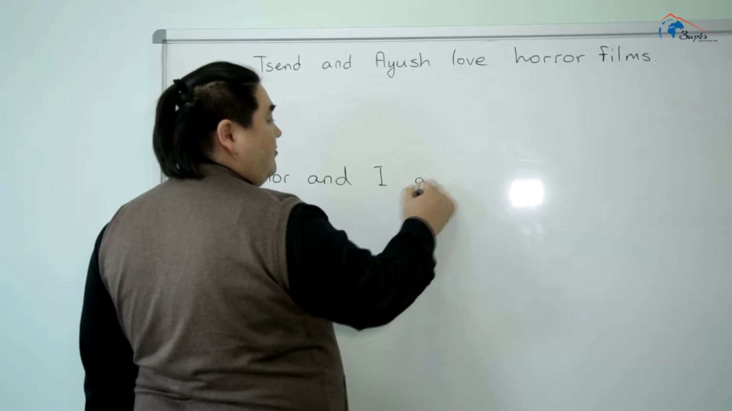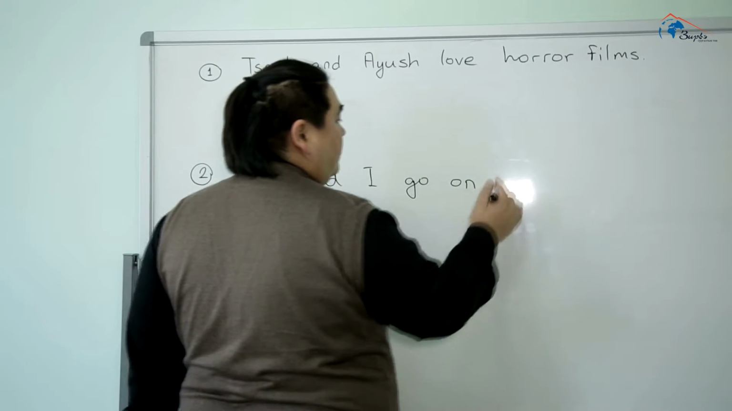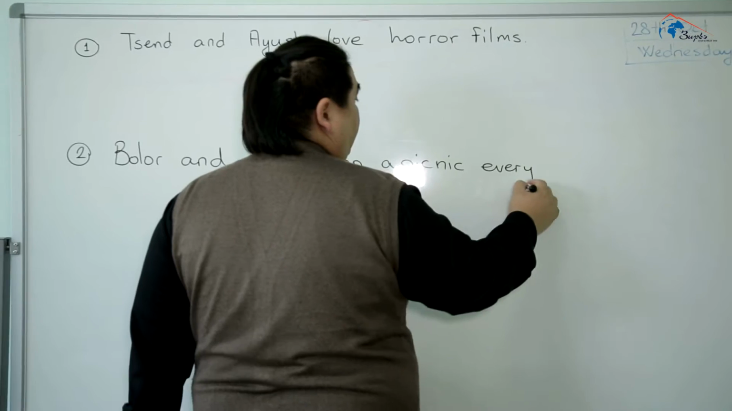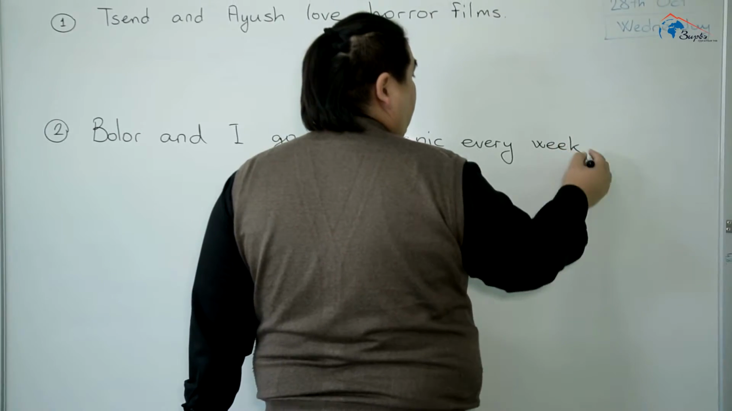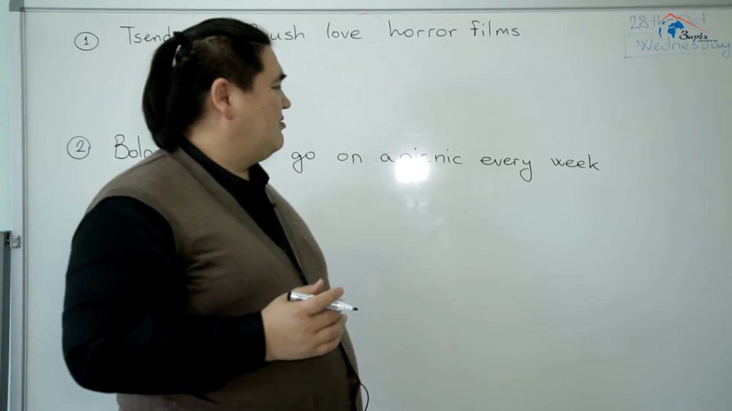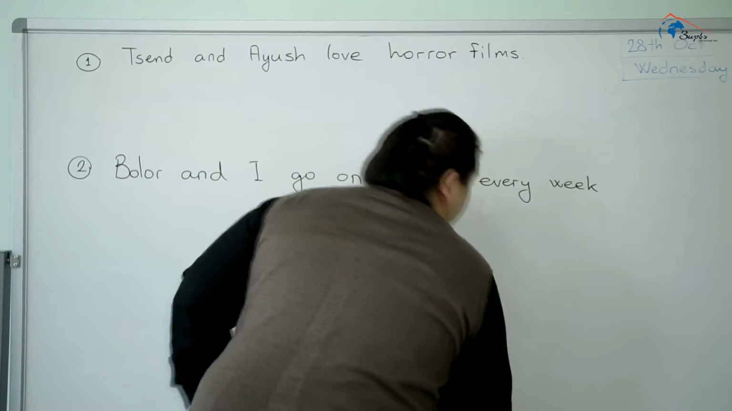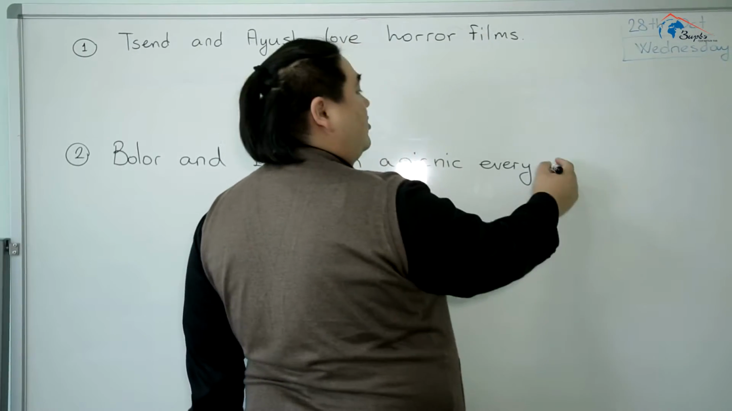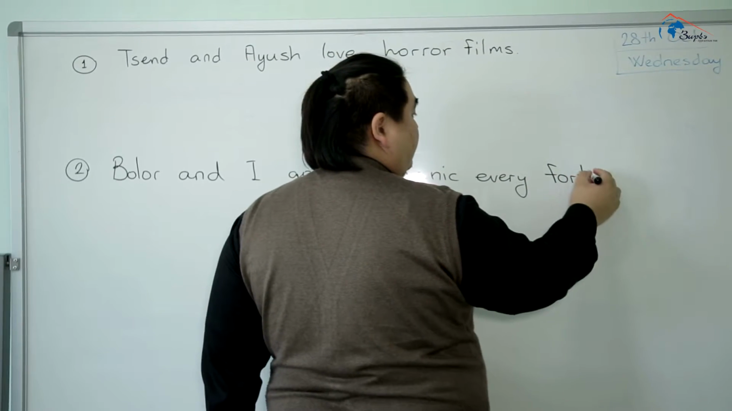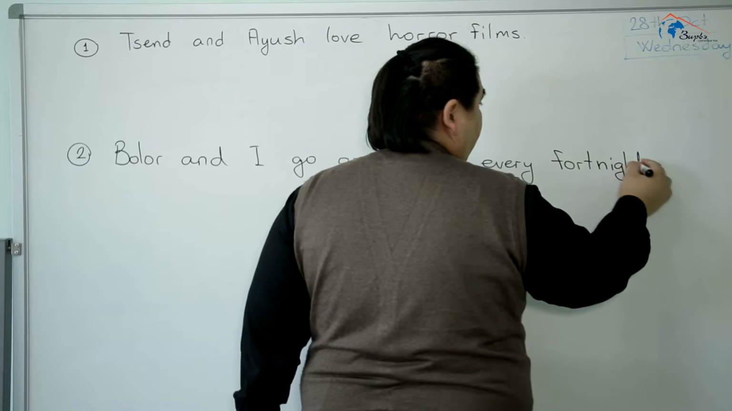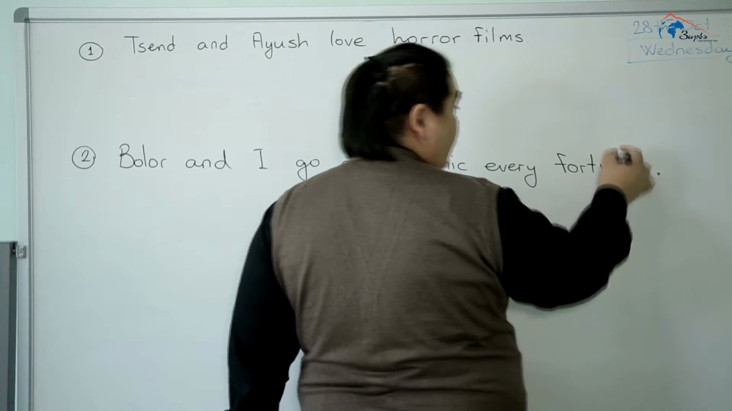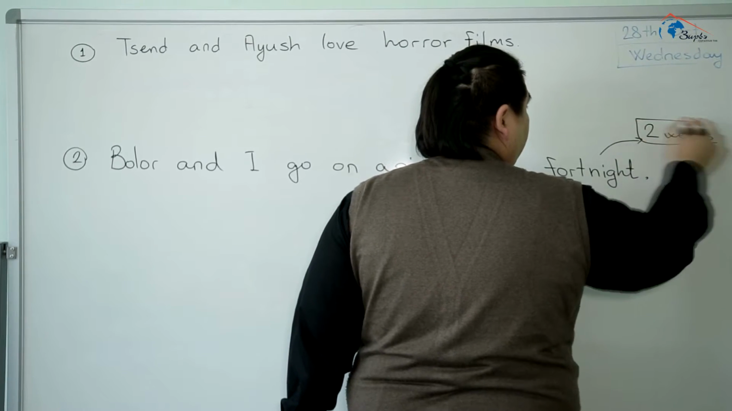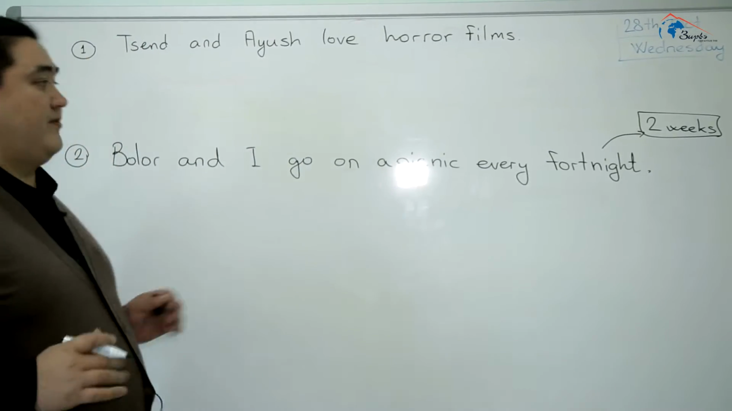Butler and I go on a picnic every week. Every week is a little bit often, so let's change it. Instead of every week, we're going to use every fortnight. That means this word, fortnight, means 2 weeks. And this way it's not that often.